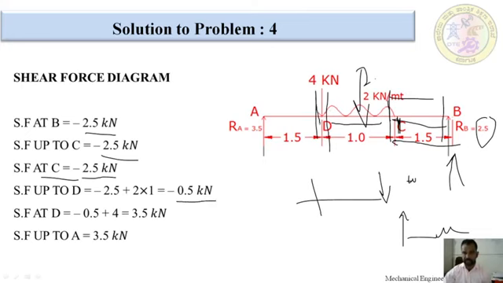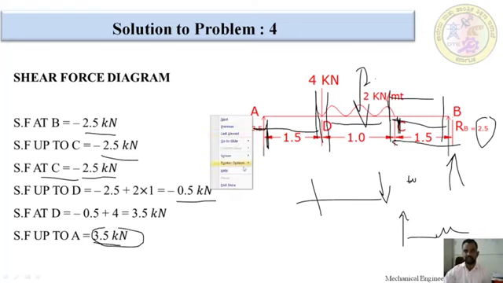After that, I am taking a section over here at point D. How much? 0.5 is negative here and plus 4 here, because it is a downward force. Negative 0.5 plus 4 downward force is equal to 3.5 kilonewton. Up to point A also we are having the same load, 3.5. This completes the calculation of shear force.